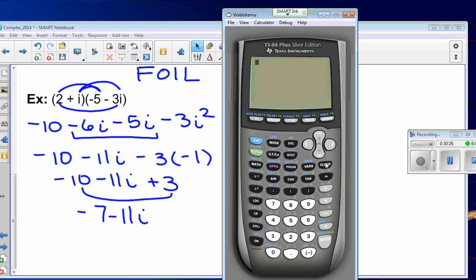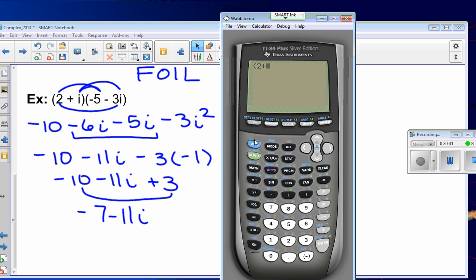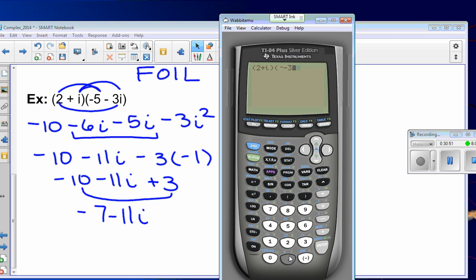It's negative 5. Let me turn my lights on. It's hard to see, I know. So I'm going to say 2 plus i, in the right mode here. So I got 2 plus i, plus i. There we go. And then we have negative 5 minus 3i. I'm just multiplying them because there's no plus or minus in between. And I did get the same thing.